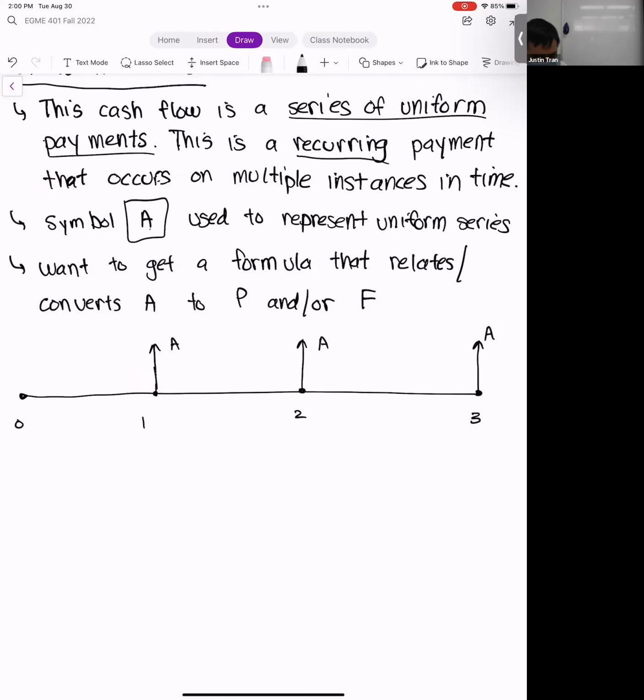All right, and so what we can do is that even though this A here is a uniform series payment, we can treat each one actually as individual, okay? And so if we treat each one as individual, and in particular, let's take those individual amounts and convert them up to the end of the time period, okay?